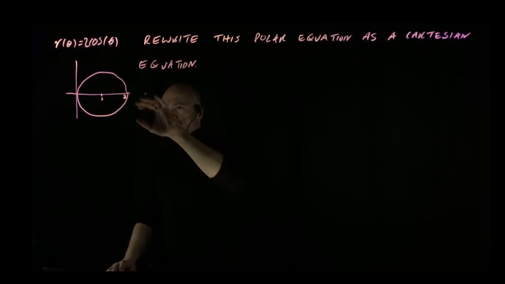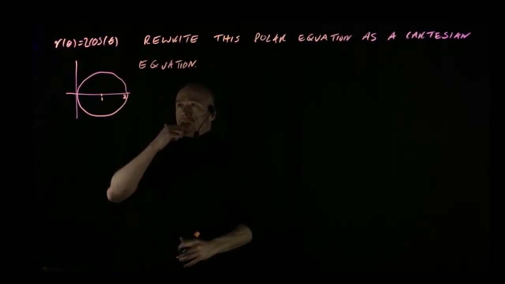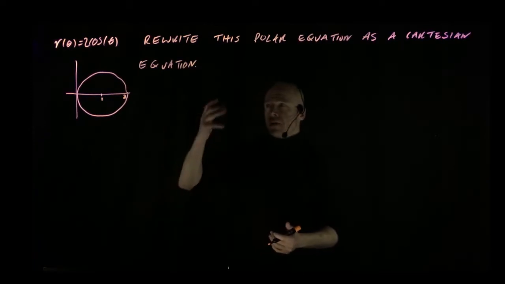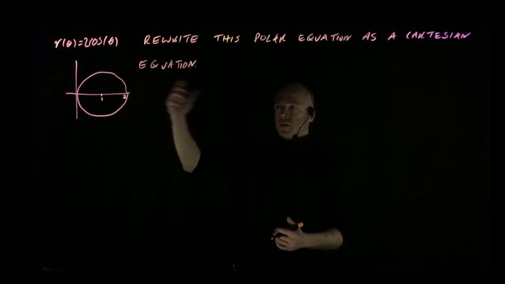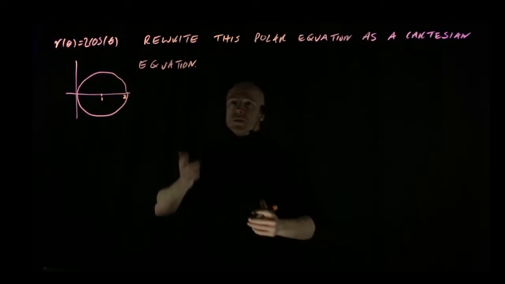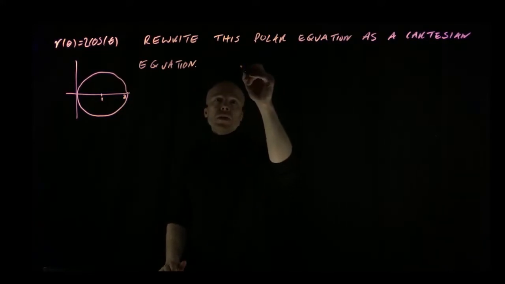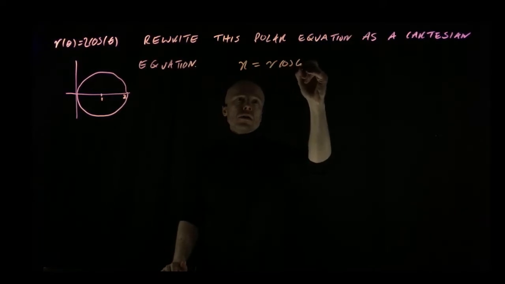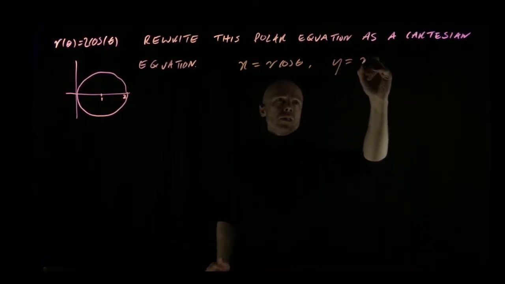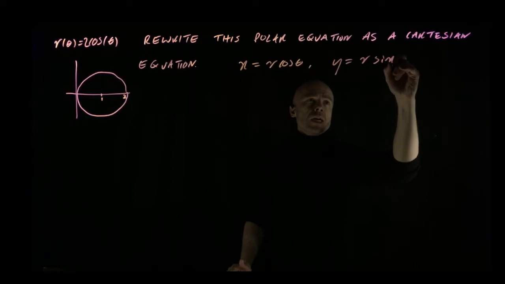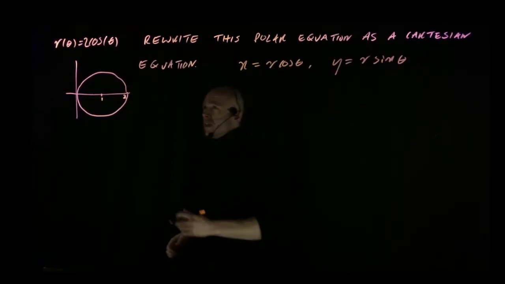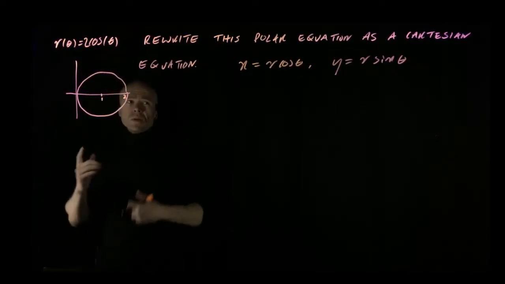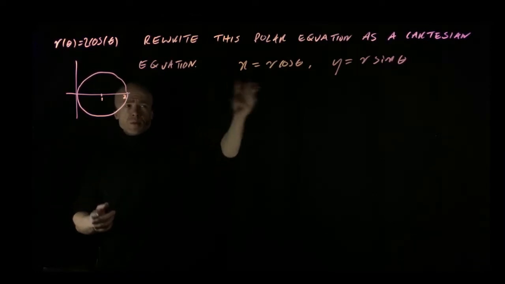Okay, so this is our polar curve, and what do we have to play with? Well, we have our relations between polars and Cartesian equations, right? So what we know that x is equal to r cosine theta and y is equal to r sine theta. So we have this equation here, which involves r and theta, and we're going to somehow try and turn it into an equation just in terms of x and y.